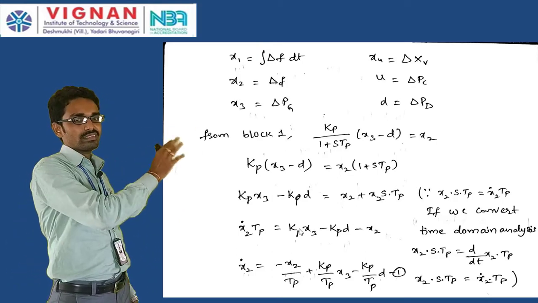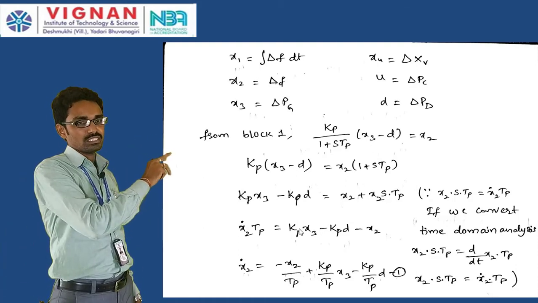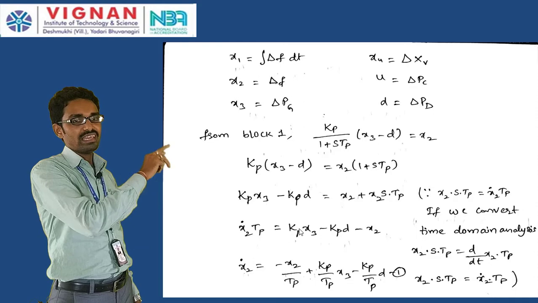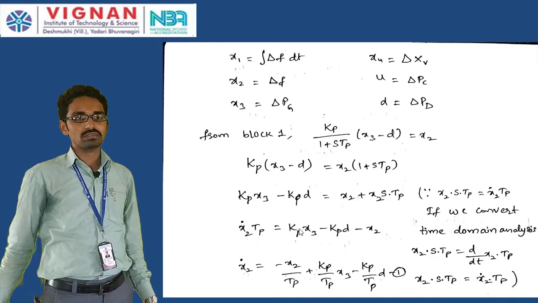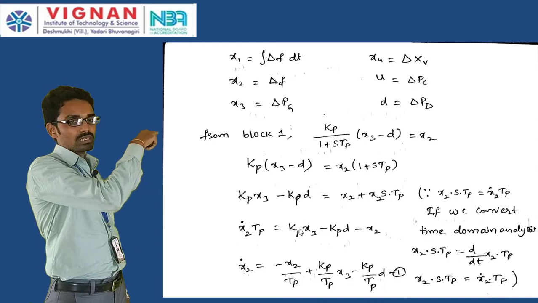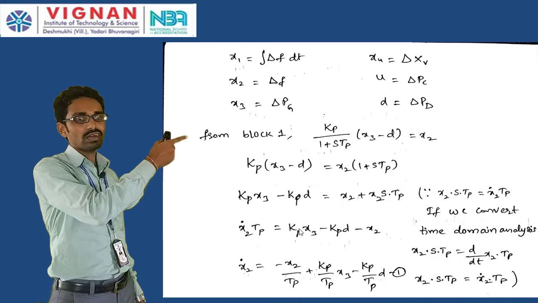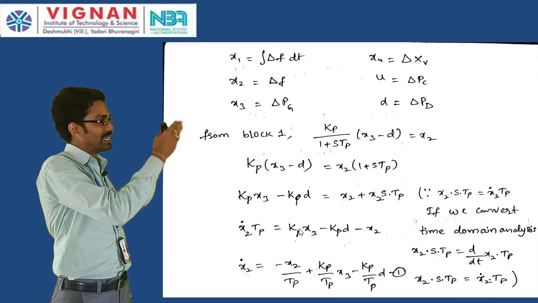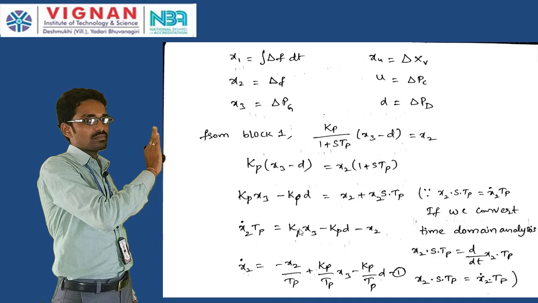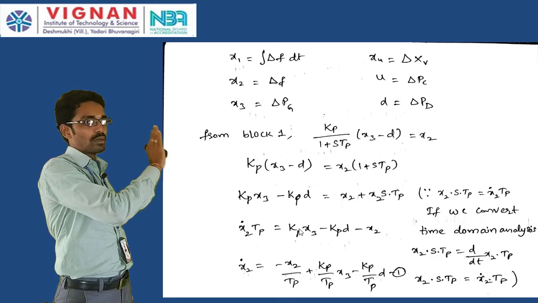So rearranging those terms, you are going to get x2 dot into Tp is equal to Kp x3 minus Kp into d minus x2. Why have you got x2 dot? Because you have x2 into s into Tp, and I am considering s in the Laplace transform form.